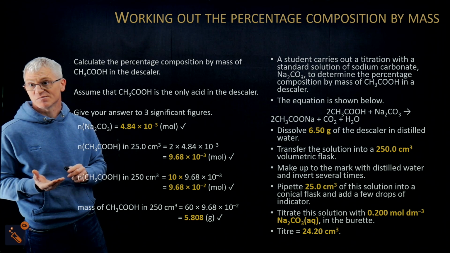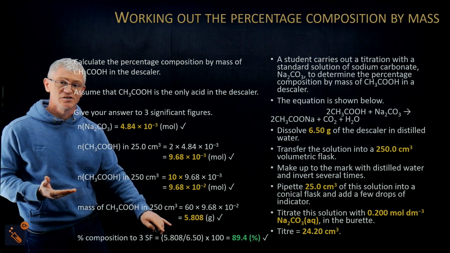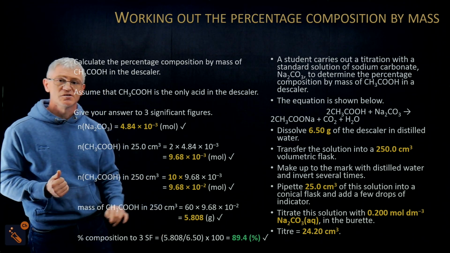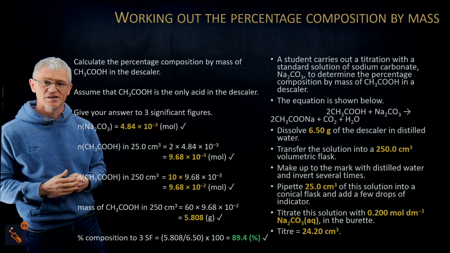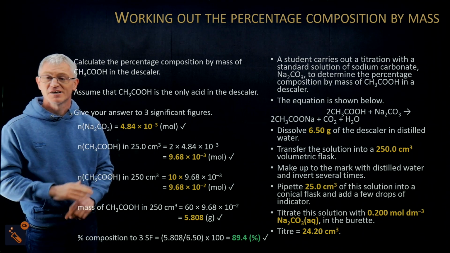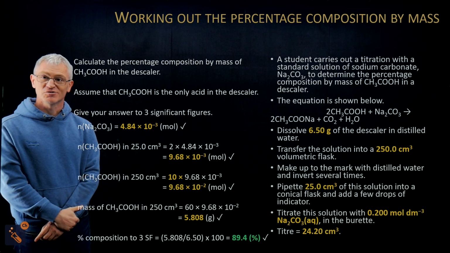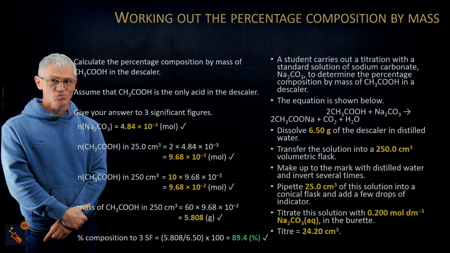The original mass was 6.5, so if you want a percentage, all you do is divide what you got by the original and times by 100, and you get 89.4%. And that is the end of all of the exam style questions that you can do to do with titration. We've looked at all of them, so hopefully you feel well prepared.